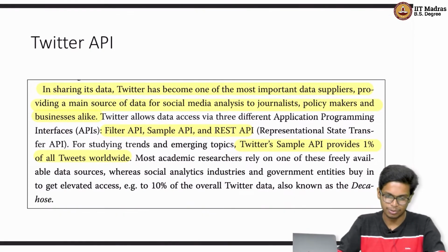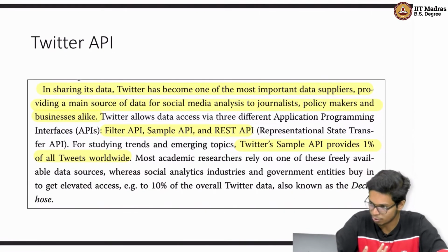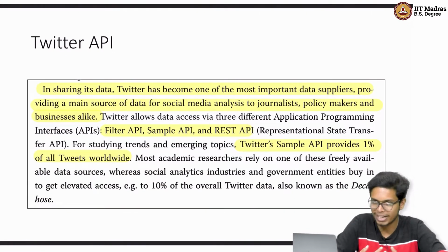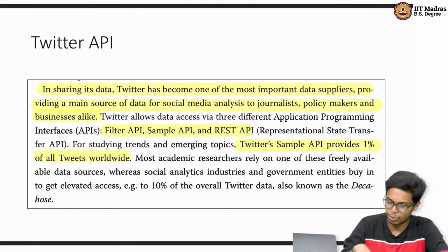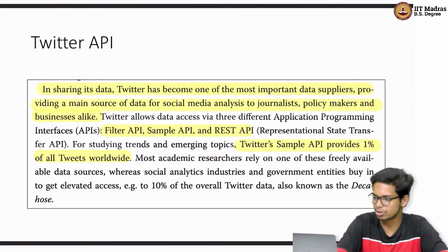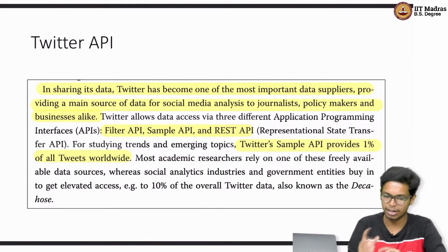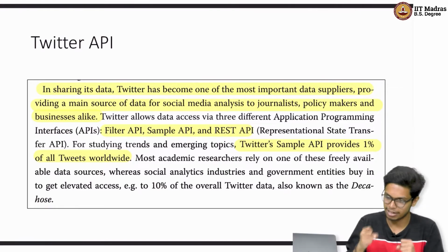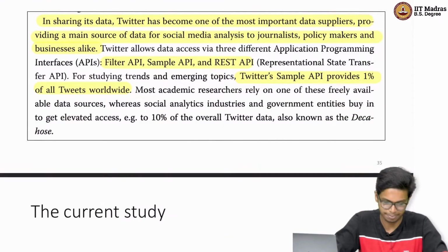So what is Twitter API, right? We all know it, we've all used it. Twitter provides its data in three ways. One is the filter API, the other is the sample API, and the third is the REST API. So we are focusing on Twitter sample API because even the first study that we saw focuses on the sample API, the 1% of all tweets randomly sampled worldwide, right?